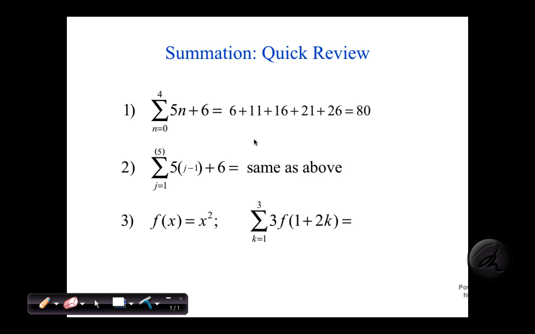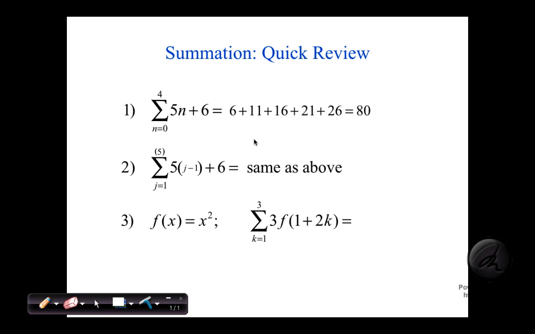But in this one, I've got 3 times the function f evaluated at a bunch of different places. 1 plus 2k, where I let k go from 1 to 3, which is how many terms? 3. 1 through 3 is 3 terms. Again, that's the nice part of starting with 1. And k is the part within this that I'm going to change from one term to the next.